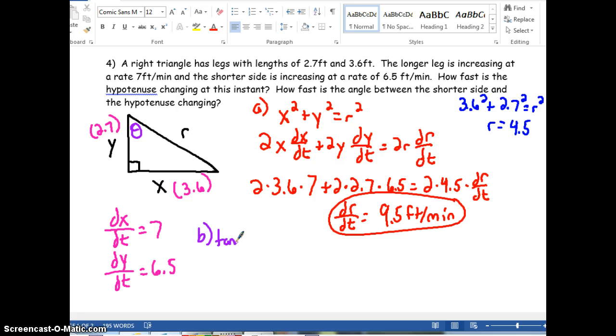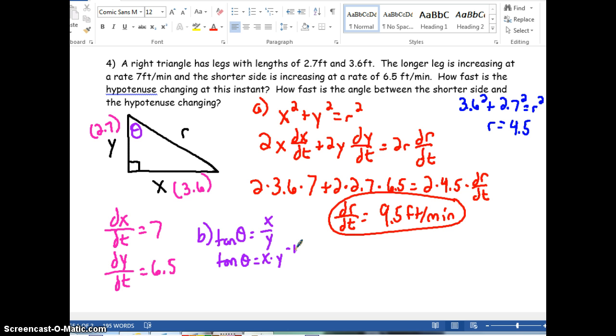You can see I already wrote tangent down, because I'm going to use the x and the y, since I'm given dx/dt and dy/dt. Although I just solved for dr/dt, that could possibly be wrong, so I'm going to use the information they give us. So tangent of theta is equal to the opposite, which in this case is x, over y. You're going to rewrite this as tangent of theta equals x times y to the -1.